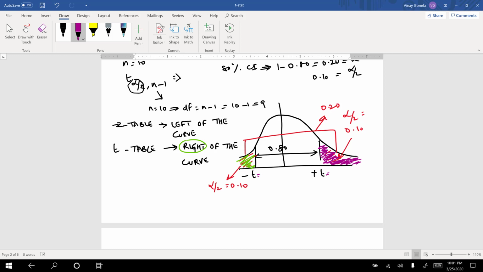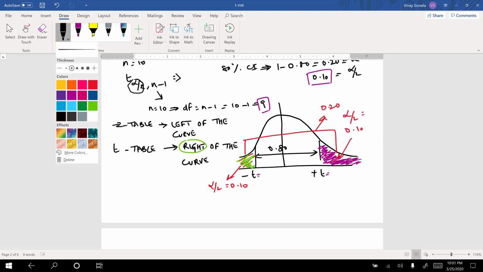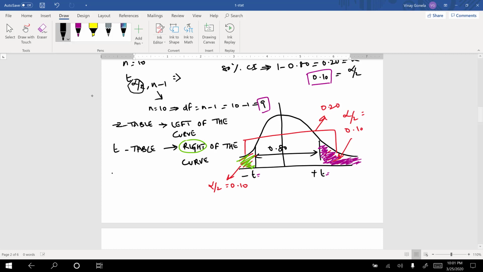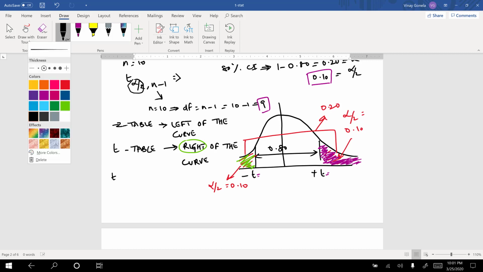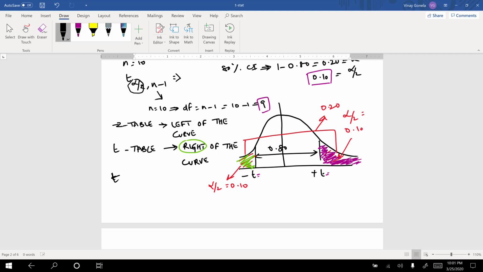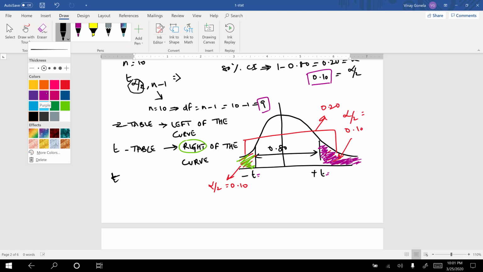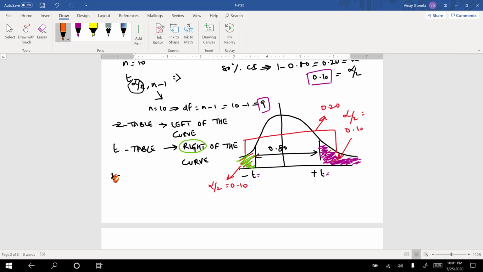So at this time I am looking at alpha over 2 as 0.10 and our degree of freedom is 9. So I will write what value we are looking for, that is t alpha over 2, n minus 1. So this is t 0.10, with n minus 1 being 9. This is the value I am looking for in my t table.